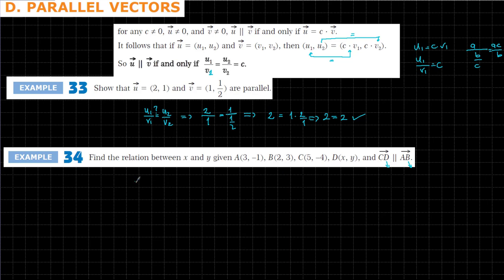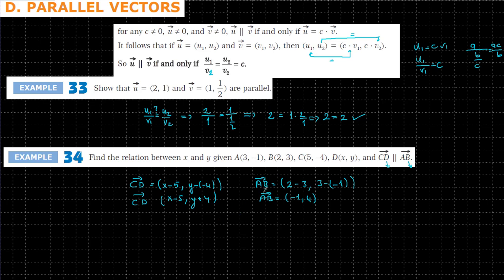I'm writing the CD vector first. CD should be equal to x minus 5 and y minus 4, which is y plus 4. This is the CD vector. And what is the position vector of AB? AB should be equal to 2 minus 3, and 3 minus 1... we can write vector AB like this: AB is equal to minus 1 and 4. The CD vector is x minus 5 and y plus 4.